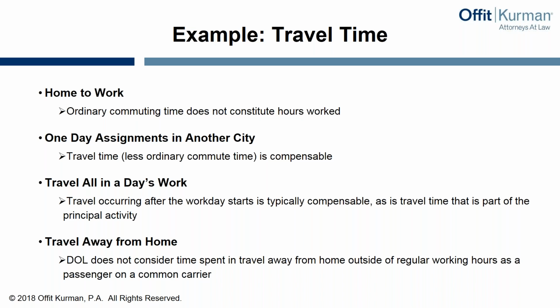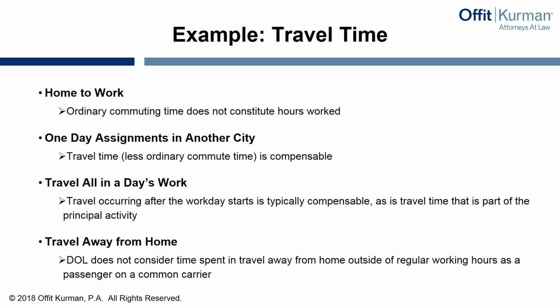Now, the fourth category of travel time is travel away from home. And I think this is probably one of the most confusing because, frankly, the Department of Labor has rules that don't necessarily cover 100% of the factual possibilities. Travel away from home applies to overnight travel. And with respect to that, the Department of Labor does not consider it work if the employee is a passenger on a common carrier, and by that I mean an airplane, a train, or a bus, something like that, and the travel is outside regular working hours.